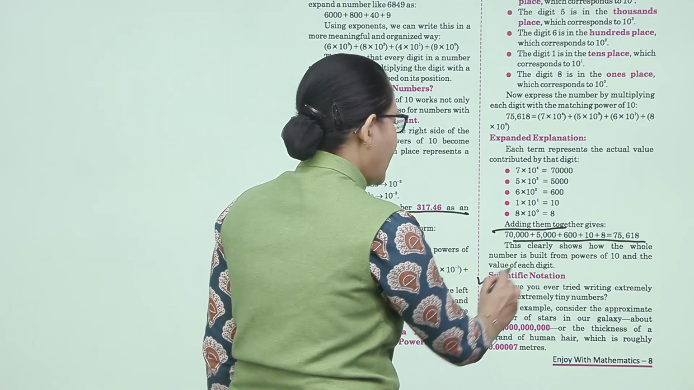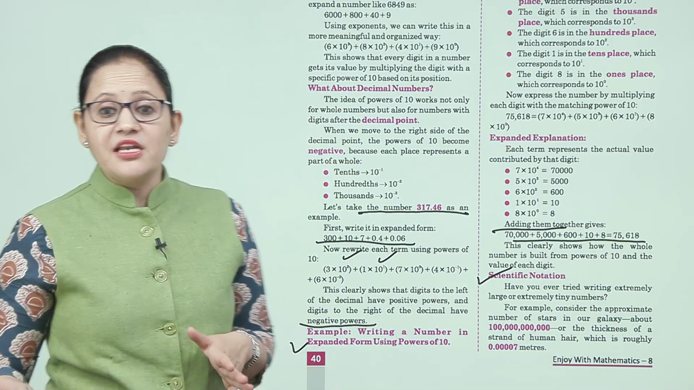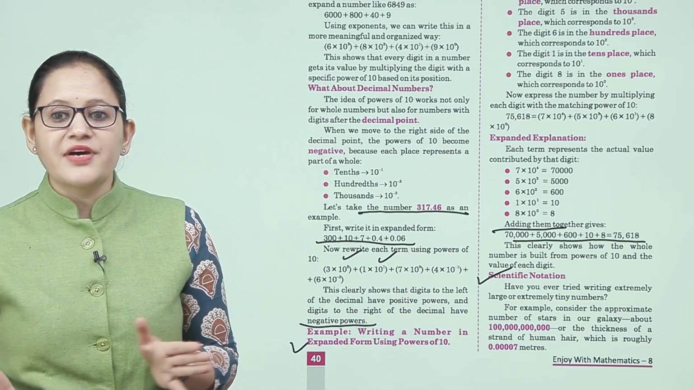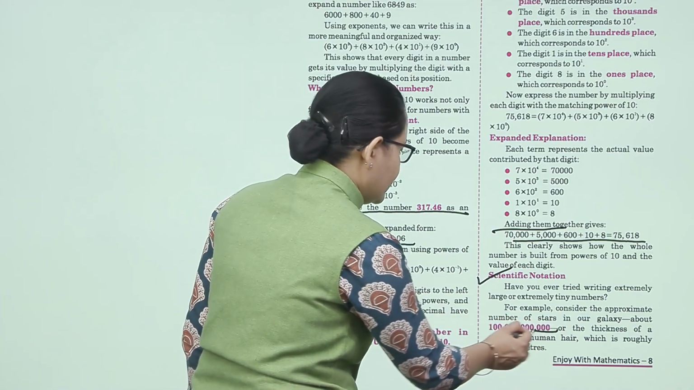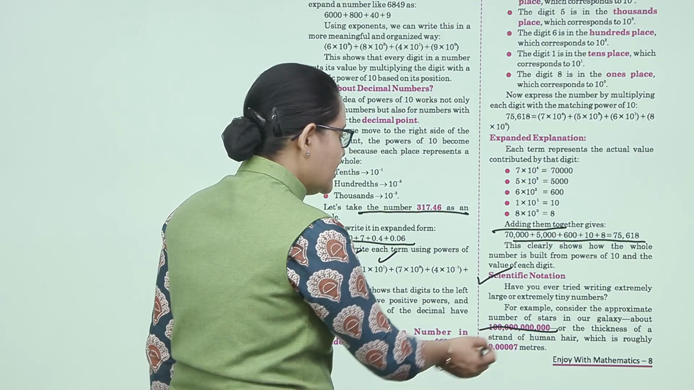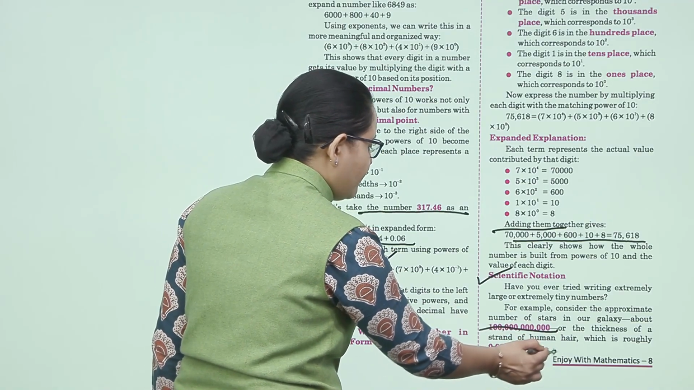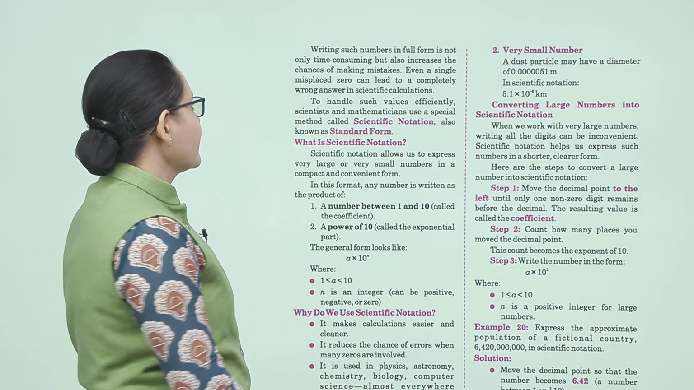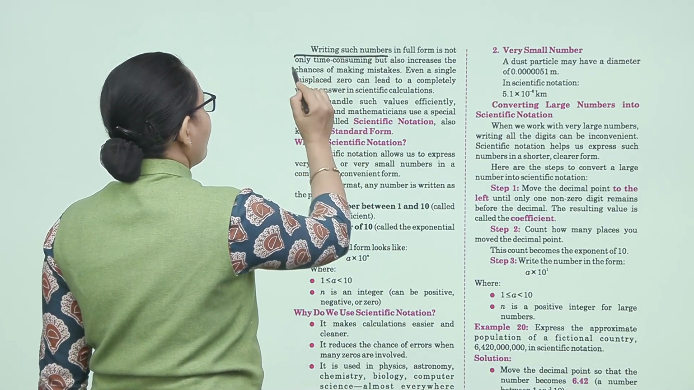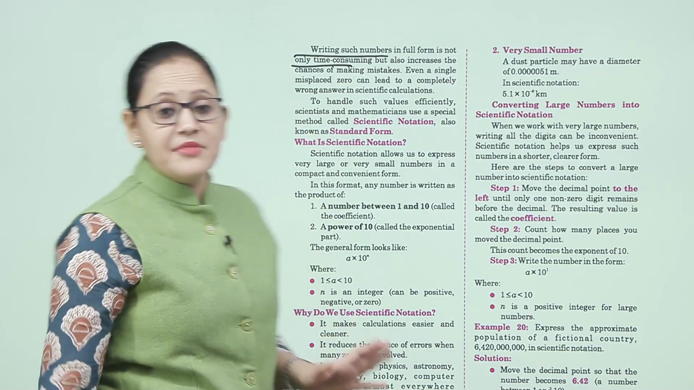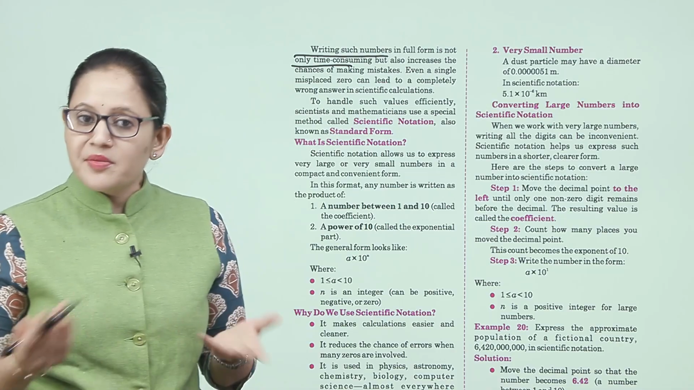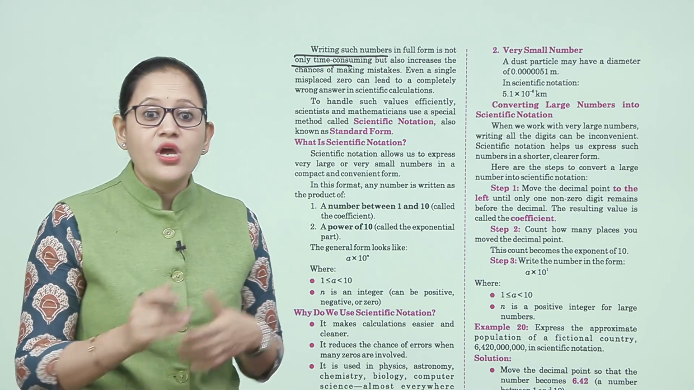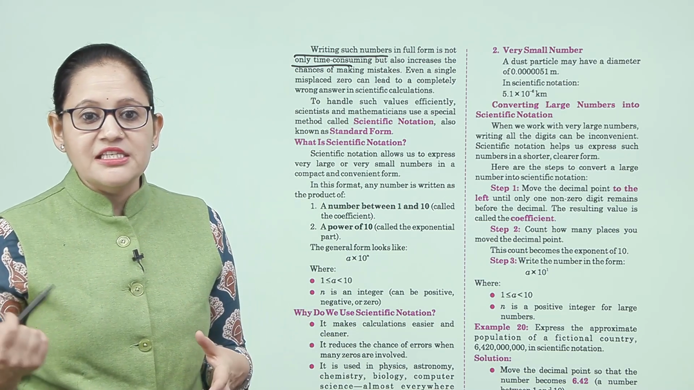Now, scientific notation. Have you ever tried writing extremely large numbers? For example, consider the approximate number of stars in our galaxy, which is this, or the thickness of a strand of human hair, which is roughly this. Writing such numbers in full form is not only time consuming but also increases the chance of making mistakes with very big or very small numbers. Even a single misplaced 0 can lead to a completely wrong answer in scientific calculation.